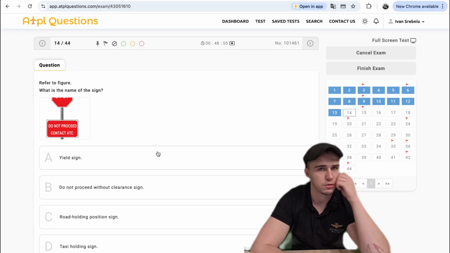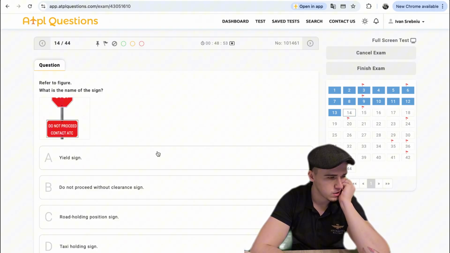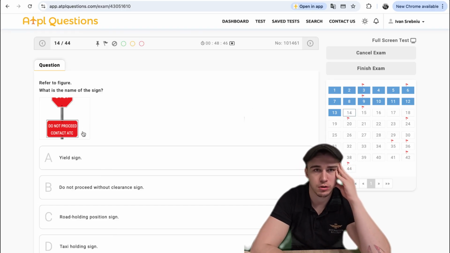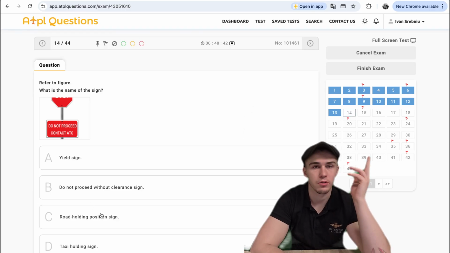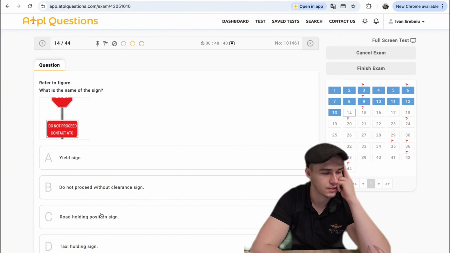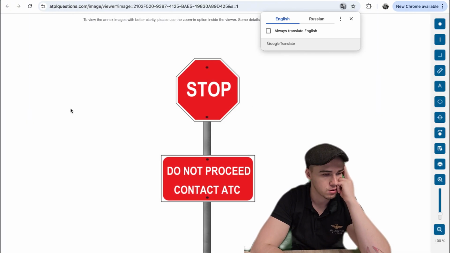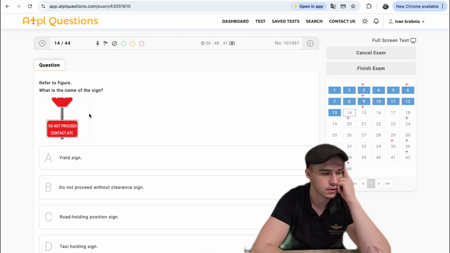It's just learned by heart. What is the name of the thing? Road holding position thing, because it's a stop for vehicles, and on an aerodrome we pilots don't drive a vehicle. We just drive by plane, taxi. But it's for vehicles, we can look. Stop, do not proceed, contact ATC. So it's a road holding position thing.